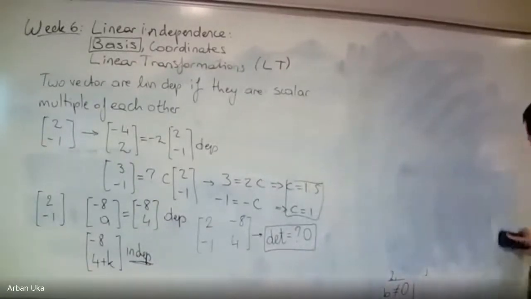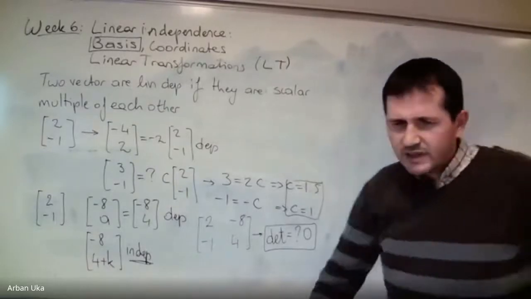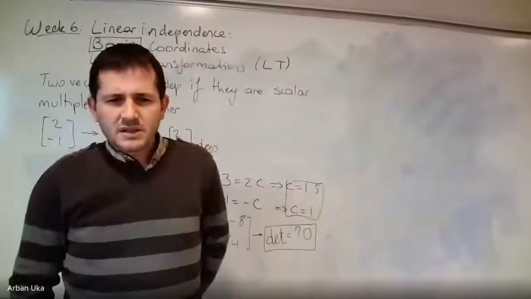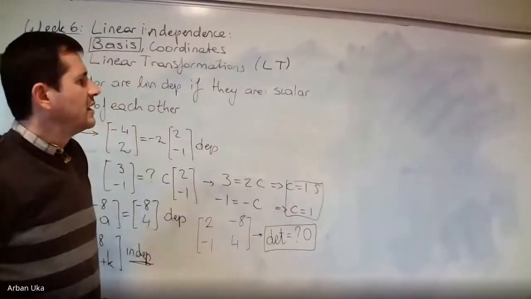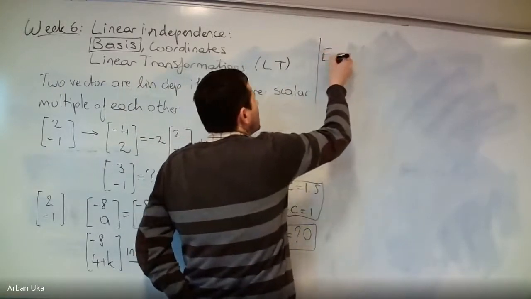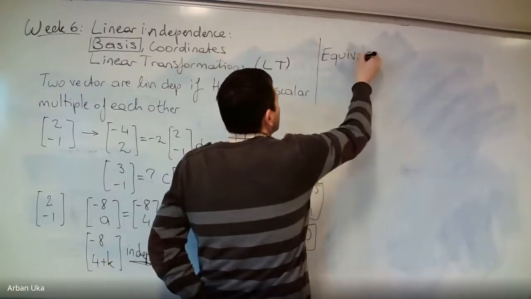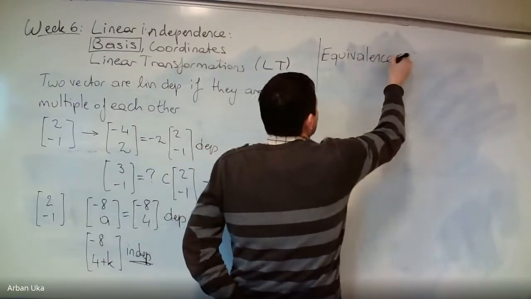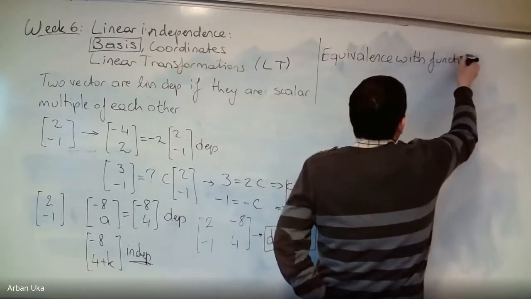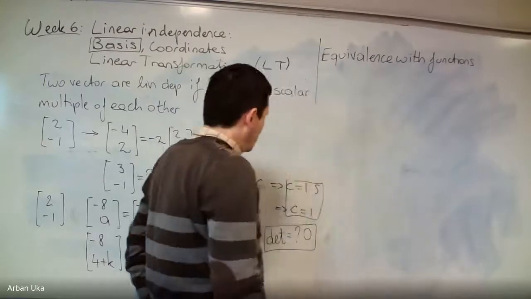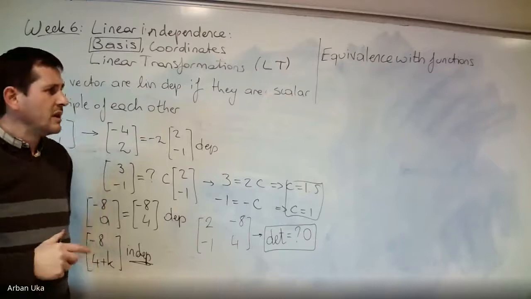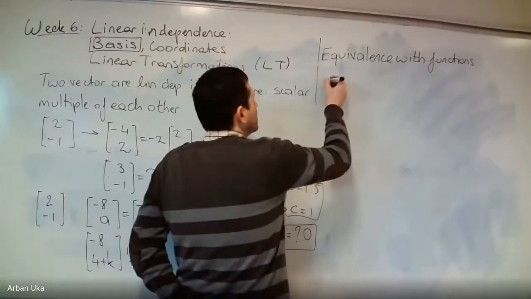Now, whenever we analyze the linear dependence or independence of vectors, this concept is equivalent to the linear dependence or independence of functions. Okay? So we can have a look at the equivalence with functions. With vectors, it is intuitive to say that if one vector is a scalar multiple of another one, they are dependent. But let's have a look here, example 1.